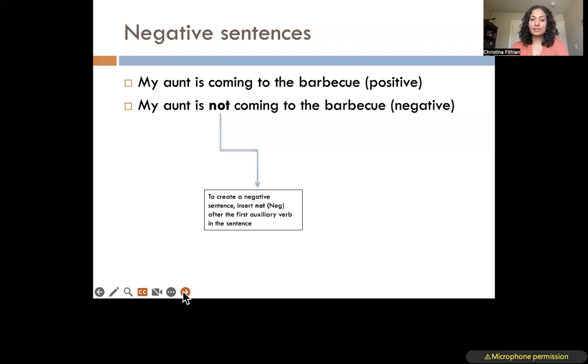Now let's look at negative sentences first. Negative sentences are sentences that have a not in them. So for example, if I have the sentence, my aunt is coming to the barbecue, this is what we would call a positive sentence. If I instead put not in there, my aunt is not coming to the barbecue, I have a negative sentence. So we create a negative sentence simply by inserting the word not after the first auxiliary verb in the sentence. And that's what we see here. Notice we have the auxiliary verb be, in this case is, and we just simply put not after that first auxiliary verb, and then we get a negative sentence.